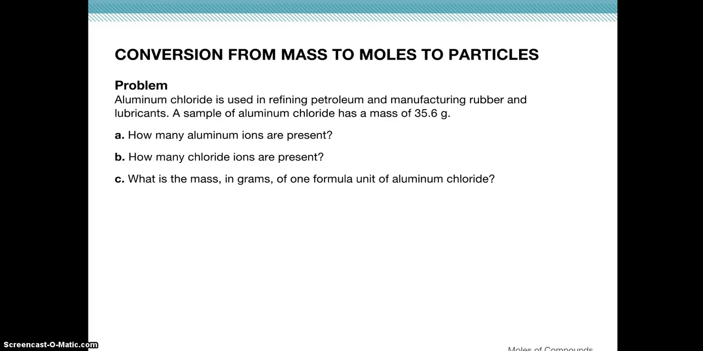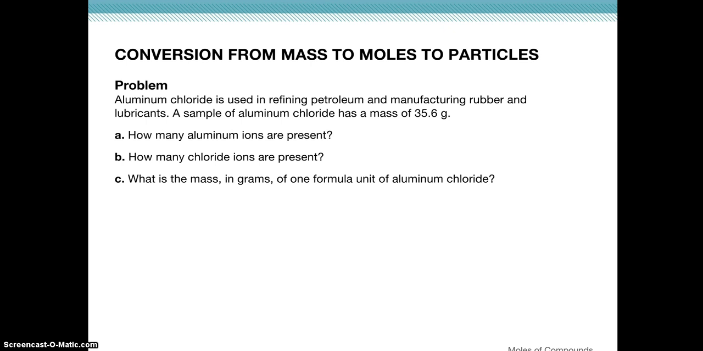All right, here we go, working our last example. So the first thing we need to do is figure out what the formula is for aluminum chloride, because we're going to have to use its molar mass as a conversion factor. So look at your periodic table. I want you to pause the video and figure out the formula for aluminum chloride and its molar mass from the periodic table, so we have those two things to refer back to.